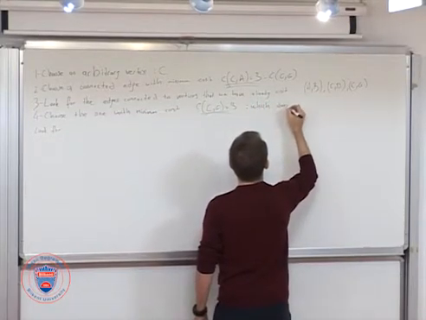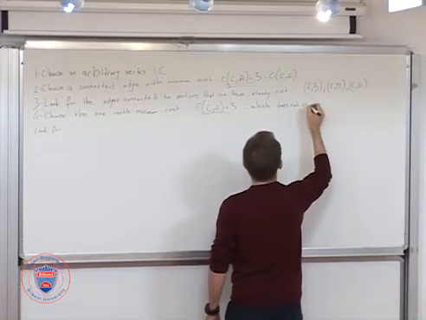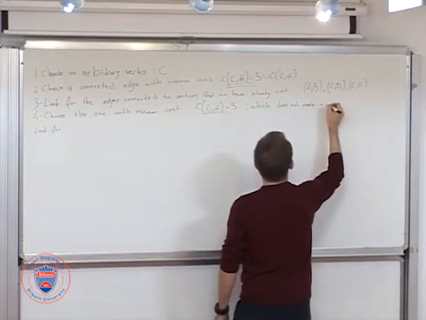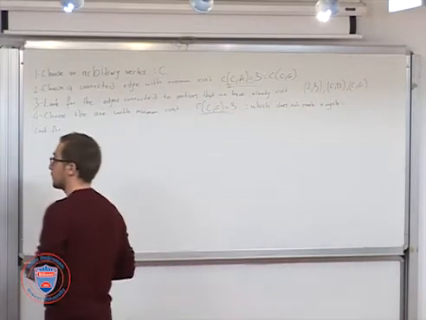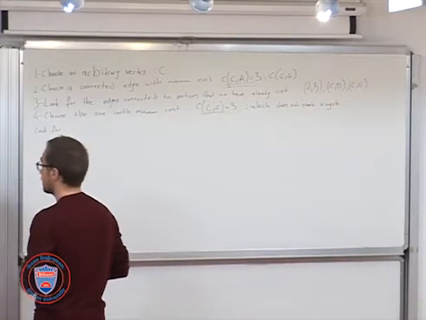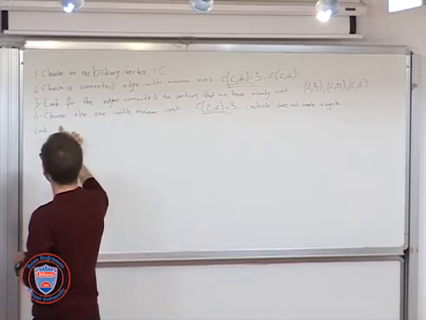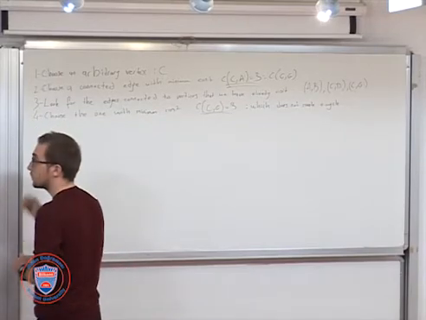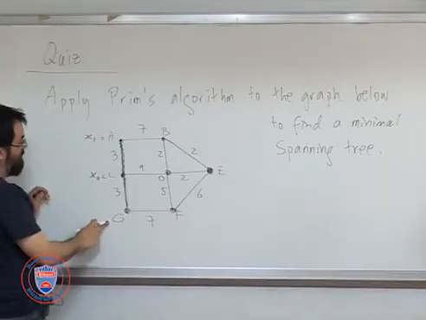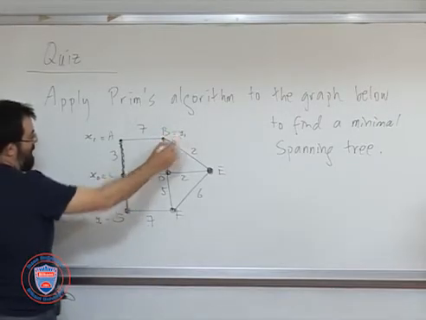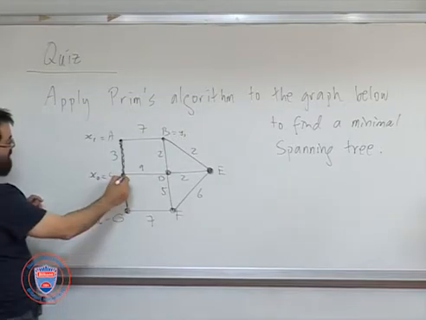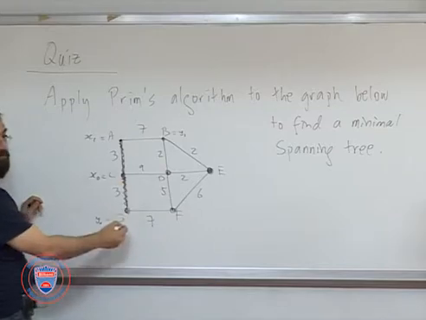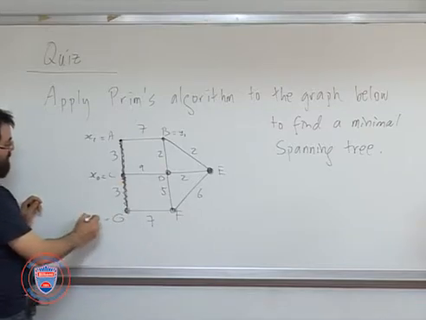Once x0 and x1 are chosen, you're looking at all the vertices that attach to A or C. Among the ones attached to A, B is the one with lowest cost. So this is your y1. And among these ones, this is the lowest cost one. So this is your y0. And among the y's, you choose the one which has the lowest cost. In this case, this becomes the lowest cost. So this becomes your x2.